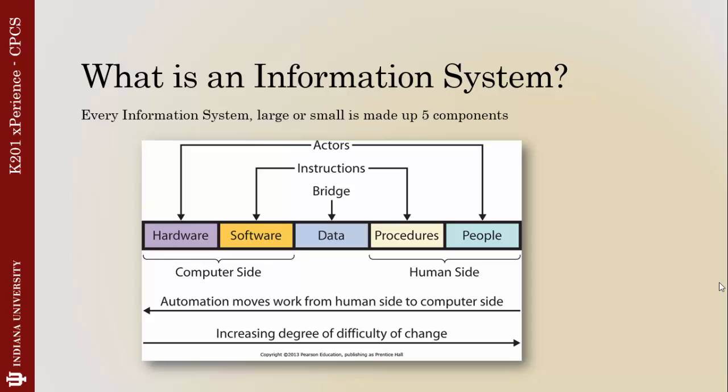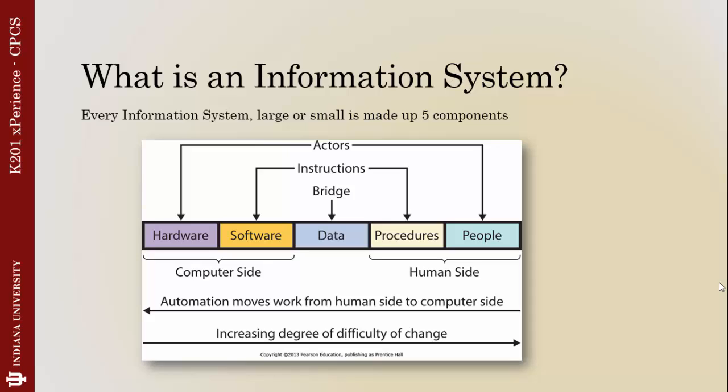Now, this diagram here talks about the various actors that make up an information system. Those actors are the hardware, the web servers, the computers, the keyboards, the monitors, the things that the actual information system uses, routers, and the people. Those are the 2 actors in the information system.